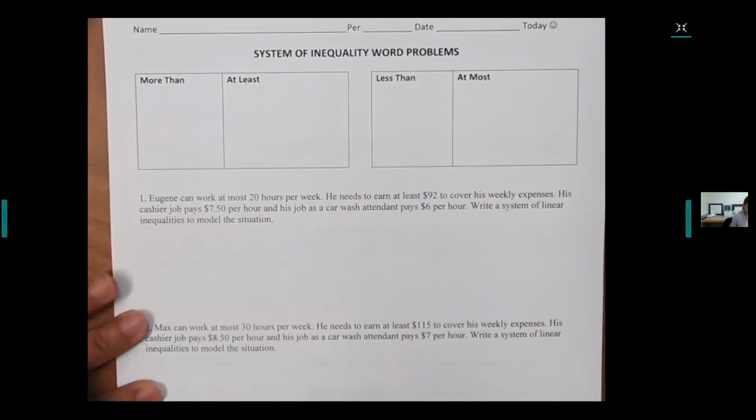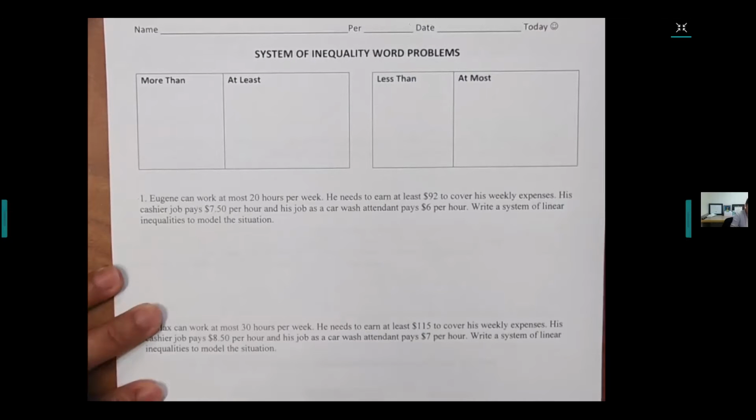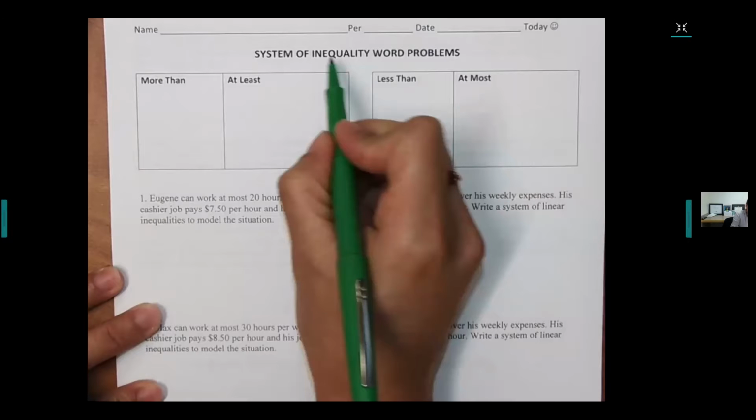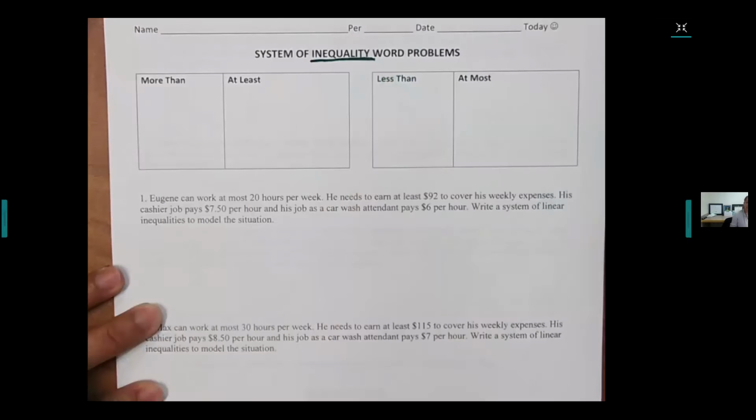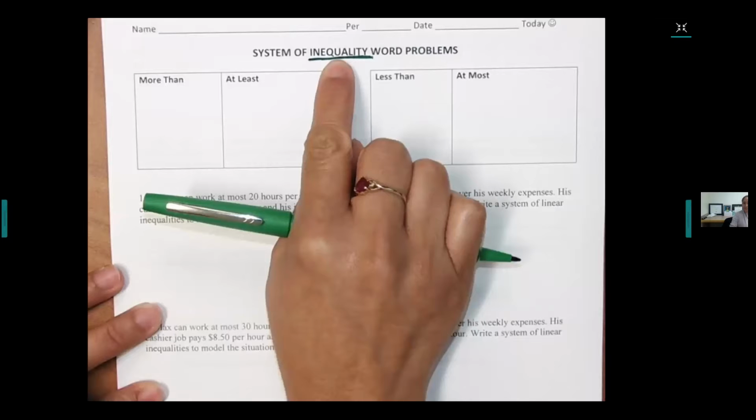Right, good morning, everyone. Today we're going to be covering systems of inequalities, okay? And this is going to be really similar to what we did last week with systems of equations, where you take a word problem and you basically translate it into equations. The only difference is that instead of an equal sign, because we're not working with equations anymore, we're going to have inequalities, okay?